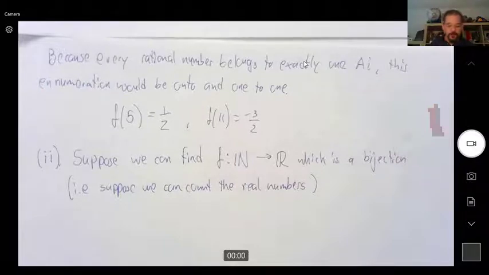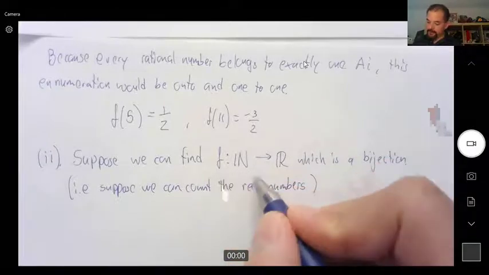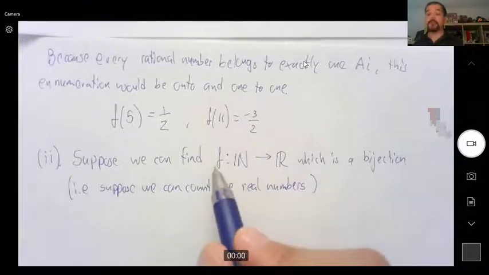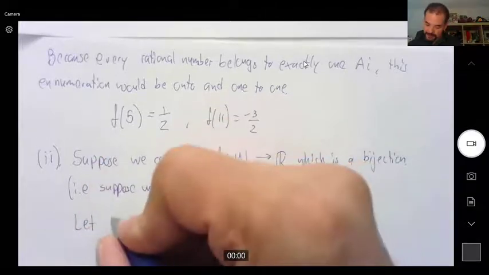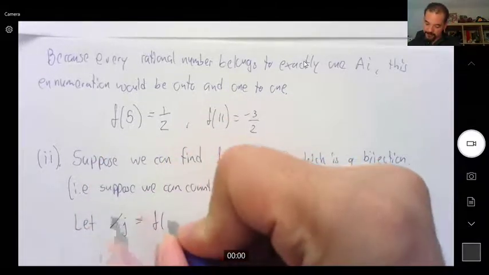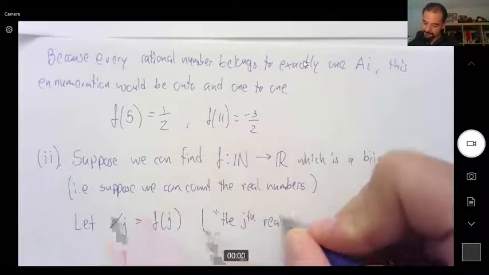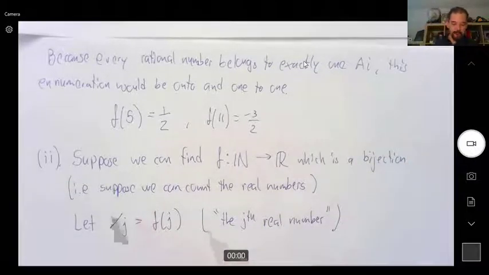Just for simplicity, so this is f, so f of 1 is the first real number, and f of 2 would be the second real number, and f of 3 would be the third, and so on. And we don't know which ones are there. We just know there is some way of doing it, okay? So let's just give it a name. Let x_j be f of j. So this is the jth real number, right? The jth real number, we're calling it x sub j, okay?